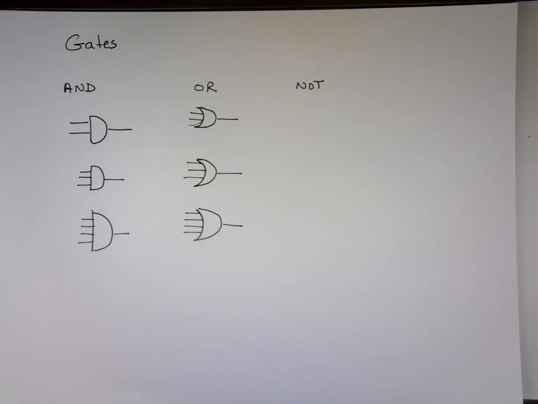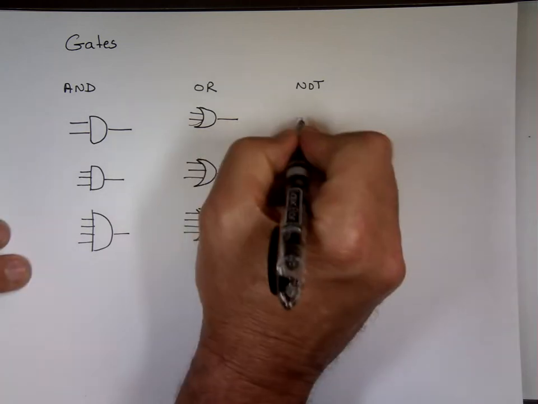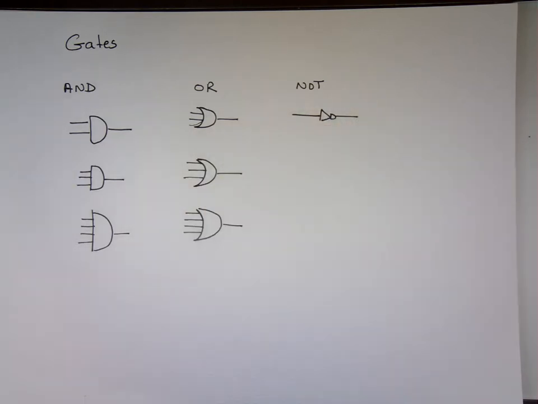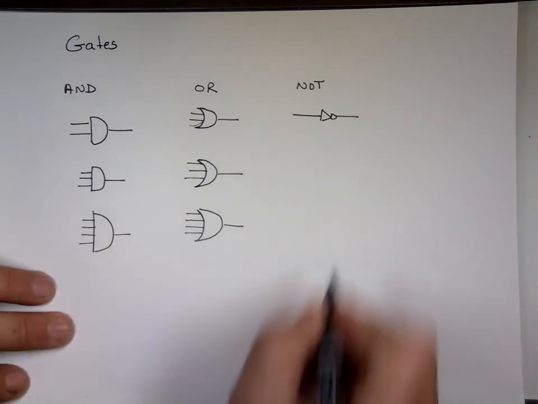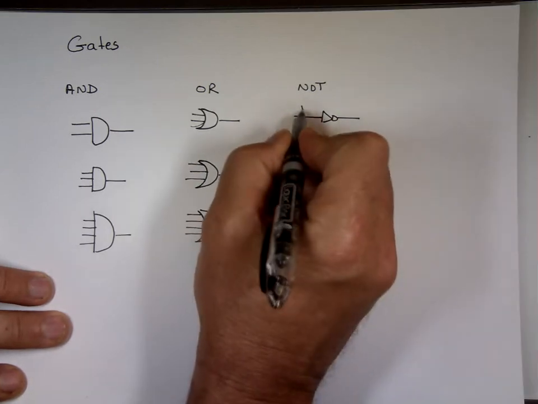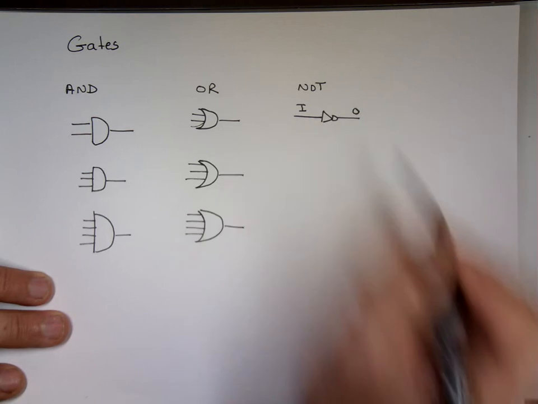Then we have the NOT gate. In the NOT gate, it looks like this. So, how do they work? We'll start with the NOT gate. I'll give you the truth table for it. We'll call this the input. We'll call this the output for the NOT gate.